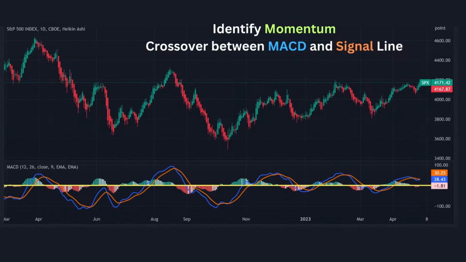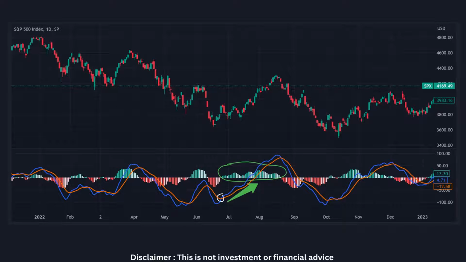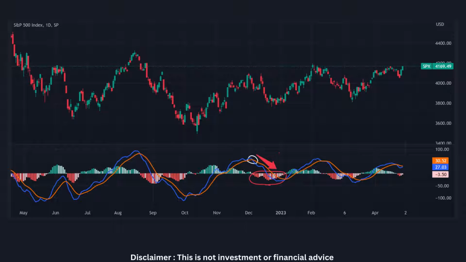Now, the way traders utilize this indicator to identify momentum is by looking at the crossover between the MACD line and the signal line. Let me show you an example. If the MACD line crosses above the signal line, it indicates that the market is on an upwards momentum, and if it crosses below, it indicates that the market is on a downwards momentum.